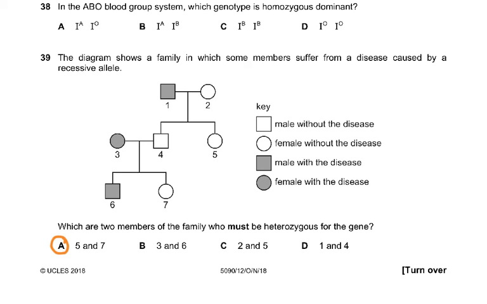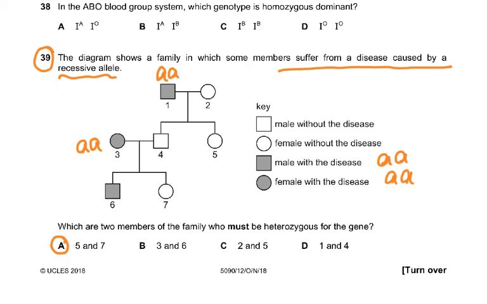Now when you look at this question number 39, again a pedigree chart. The diagram shows a family in which some members suffer from a disease caused by a recessive allele. So the people who have the disease are the recessive allele. So male with the disease or female with the disease, that doesn't matter. So let's write that first. 1 is the diseased one, 3 is the diseased one, and 6 is the diseased one. Rule 1, recessive trait, write down the recessive traits. Now we know 1, 3, and 6 have the disease, because that's what's given here in the key, male with the disease and female with the disease.